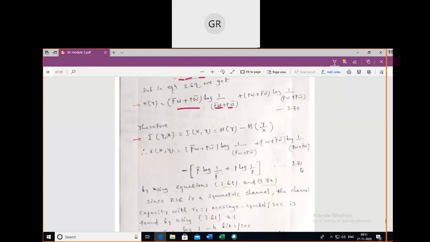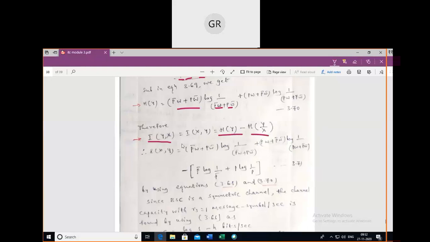What is the capacity? Capacity is the maximum of I of AB or BA. So I will take I of y comma x, mutual information. What is mutual information? I of y comma x is equal to I of xy, that is equal to H of y minus H of y divided by x. Here we know these values. That's why I have taken H of y comma x. If you take I of xy, it means H of x minus H of x divided by y.